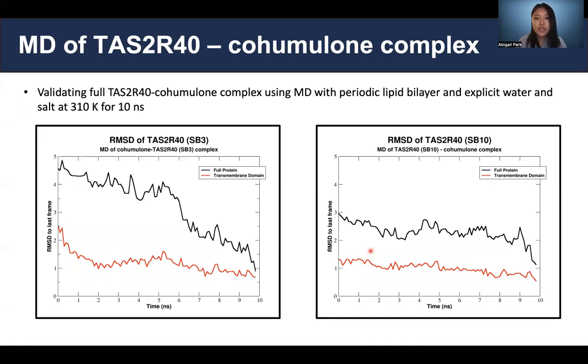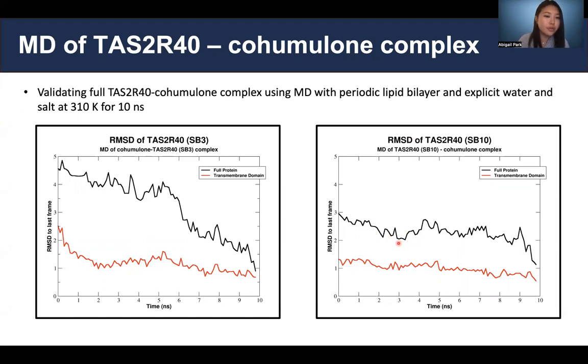And so I performed molecular dynamics on both sp3 and sp10. And in the graph, the black is the RMSD value of the full protein, and in red is just the 7 helices that go through the membrane. And as you can see, the RMSD of the sp10 complex was much lower and more stable throughout the trajectory, which is an indication that the sp10 complex is probably more stable.